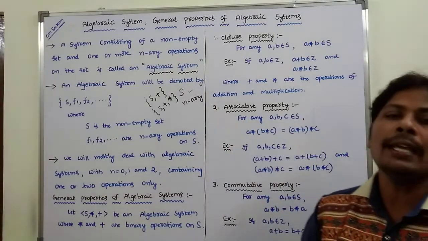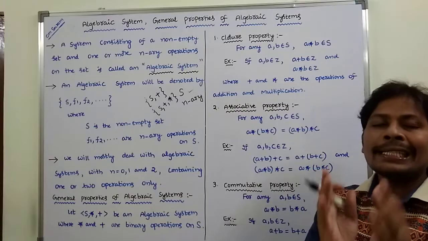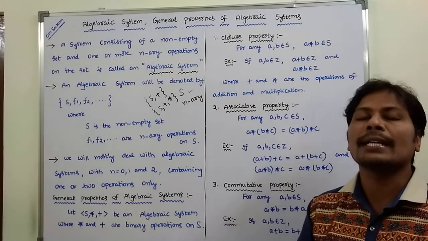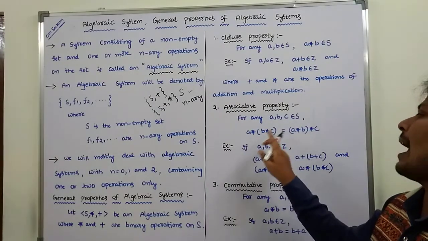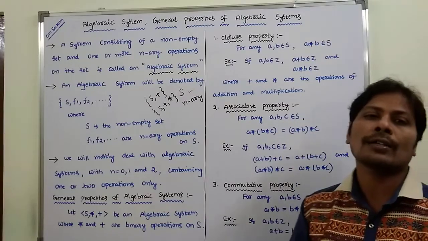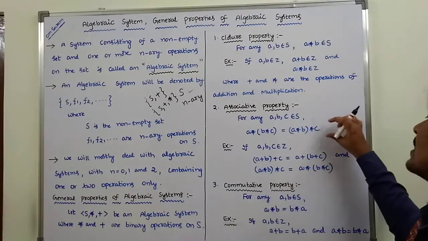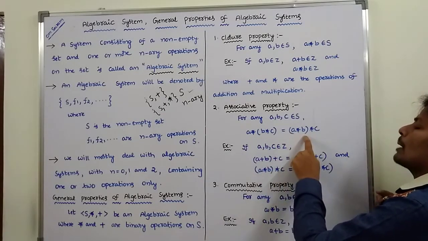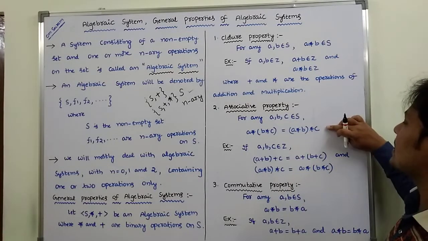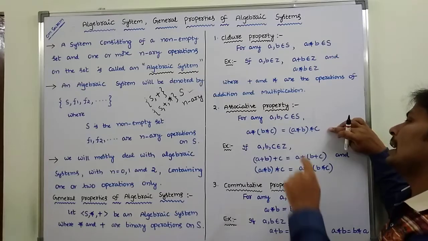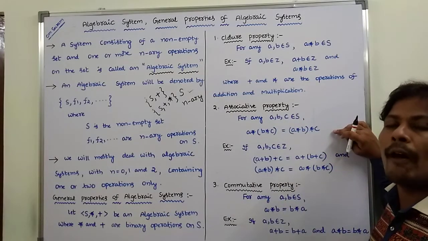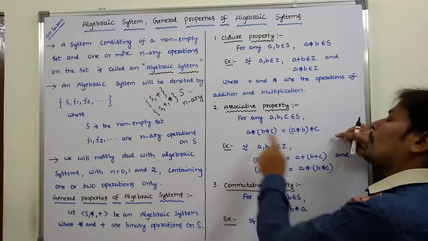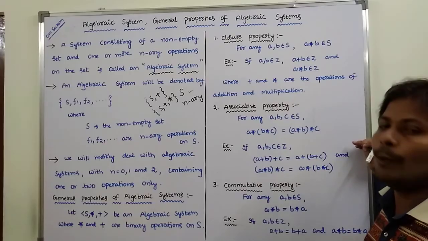Next, the second property, associative property. We take any three elements A comma B comma C from the non-empty set S, represented as A comma B comma C belongs to S. Then it satisfies this condition: (A star B) star C is equal to A star (B star C). Whenever this condition is satisfied by three elements taken from the non-empty set S, then the star operation satisfies the associative property.